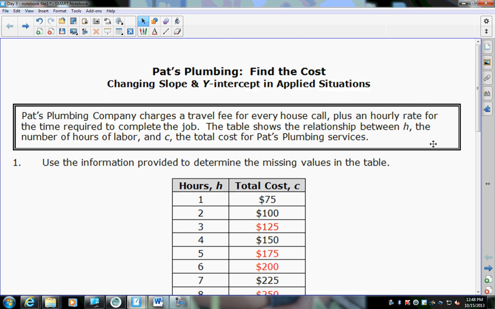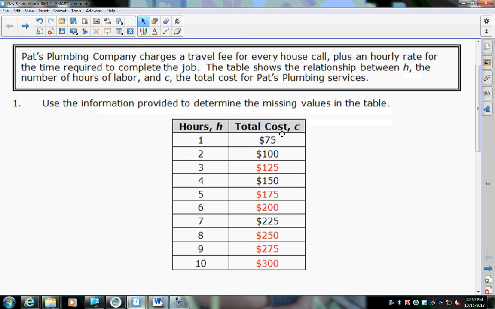Okay, so you were already supposed to have completed Pat's Plumbing. As you look at the problem, it says Pat's Plumbing Company charges a travel fee for every house call, plus an hourly rate for the time required to complete the job. The table below shows the relationship between H, the number of hours of labor, and C, the total cost of Pat's plumbing services. They gave you what was in the black, and your paper had blanks where the red is.